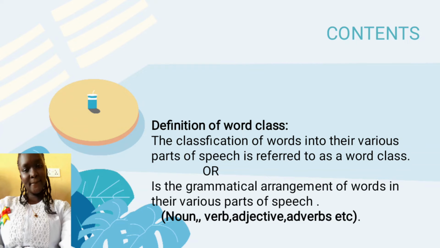Definition of word class. The classification of words into their various parts of speech is referred to as a word class, or the grammatical arrangement of words in their various parts of speech. Nouns, verbs, adjectives, adverbs, etc. are all examples under word classes.